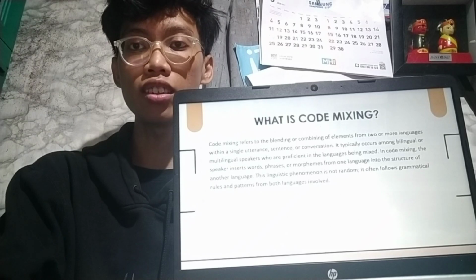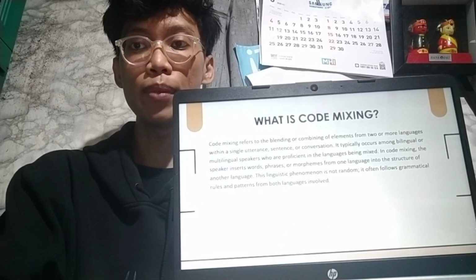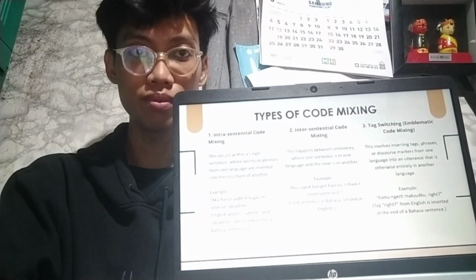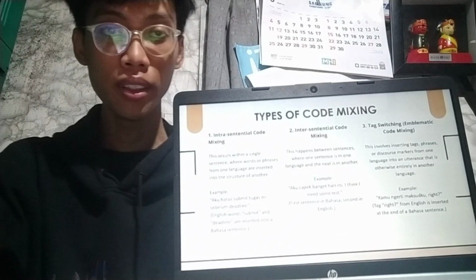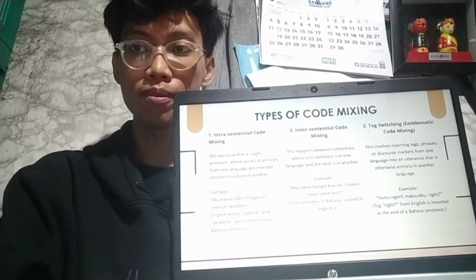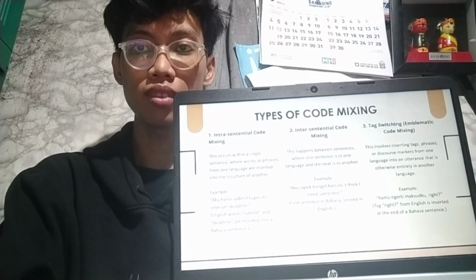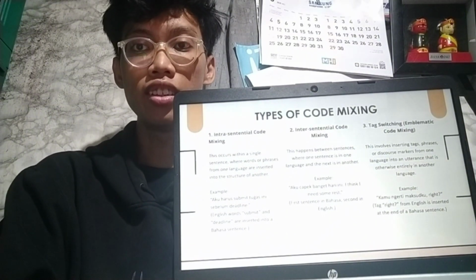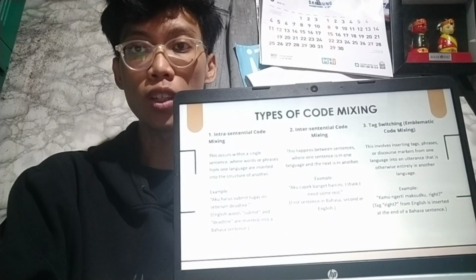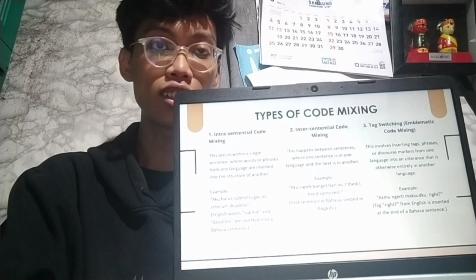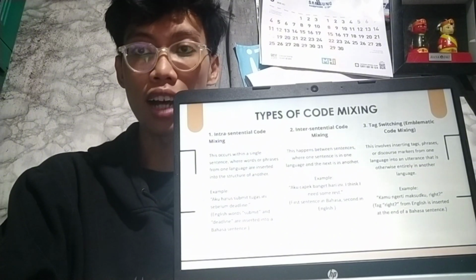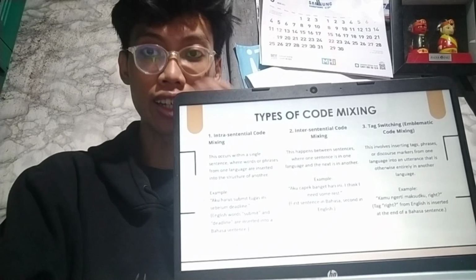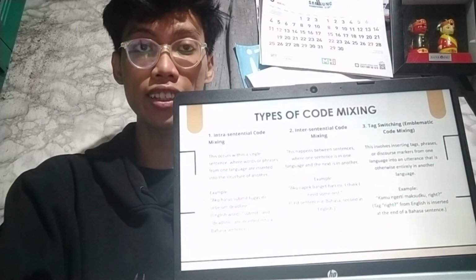This linguistic phenomenon is not random. It often follows grammatical rules and patterns from both languages involved. Next are types of codemixing. Number 1, intrasentential codemixing. This occurs within a single sentence where words or phrases from one language are inserted into the structure of another. Example: aku harus submit tugas ini sebelum deadline. The English words submit and deadline are inserted into a Bahasa sentence.